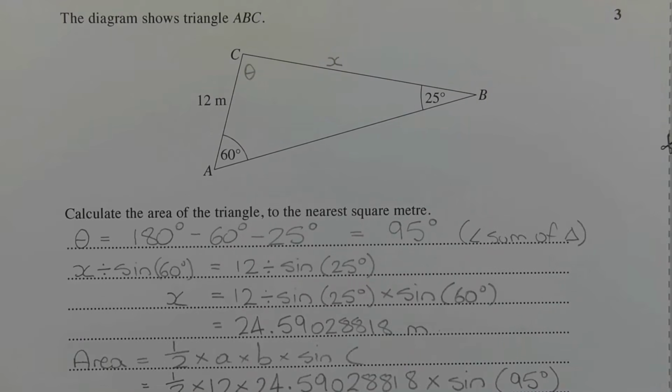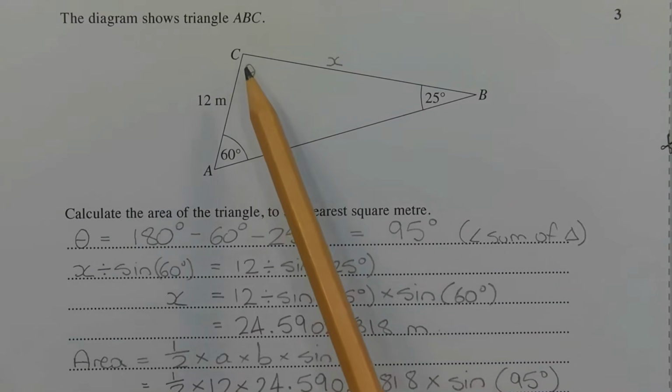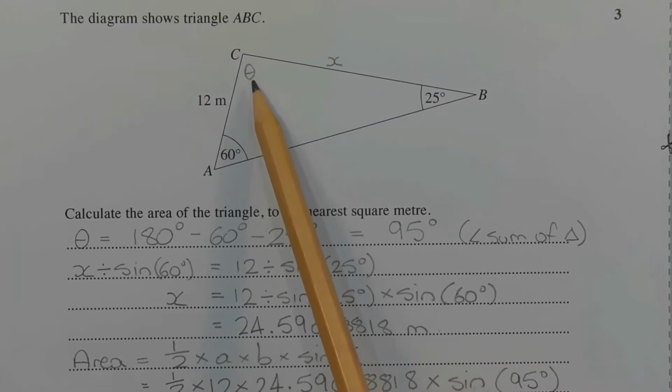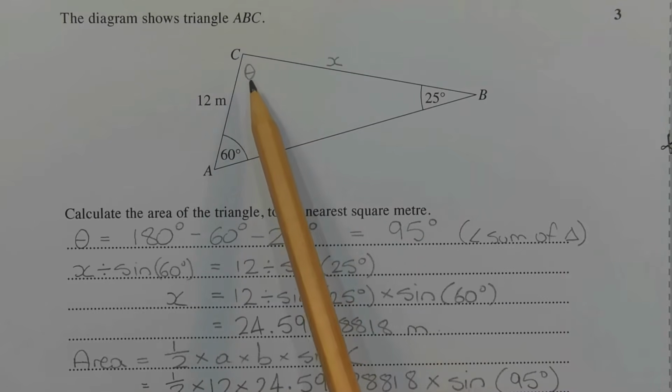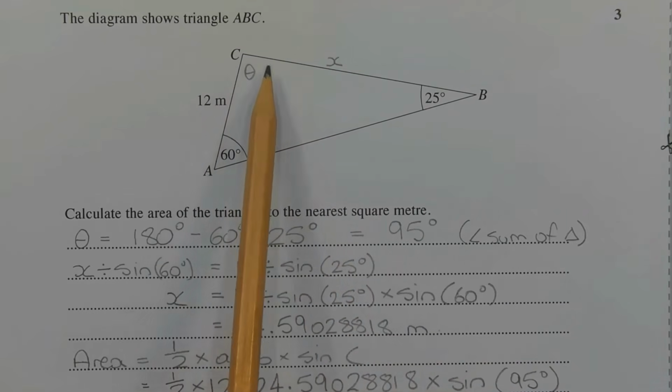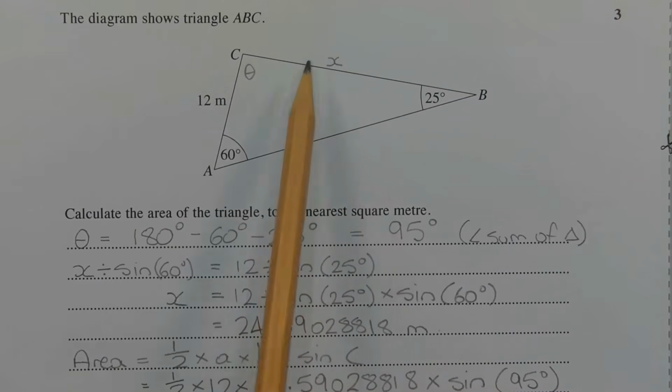So that's a clue that we may need to use the formula half times A times B times sine of angle C in order to work out the area of this triangle. But in order to do that, we need two known sides and an included angle. And the included angle is the angle in between the two known sides. So our first issue is to find the value of this unknown angle here, and I've marked that with the angle theta. And then once we've got that, we need to find another side, and I've marked the side that I want to find with the variable x.